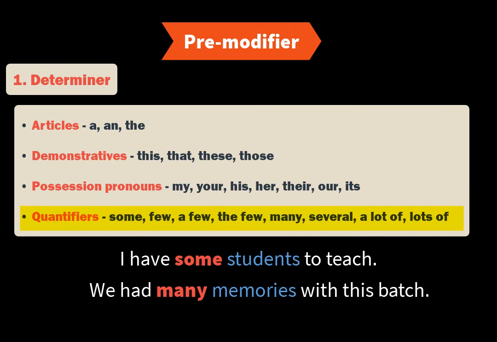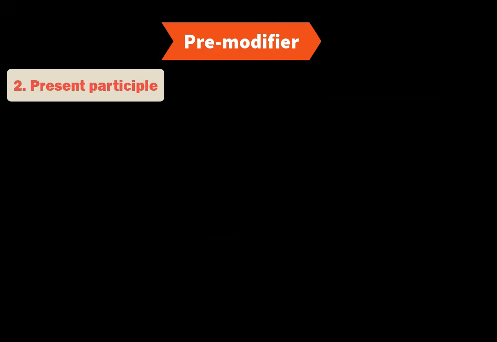All right. Memories, many memories, right? Referring to a number that is again unspecific. So quantifiers also are modifiers, are also adjectives that give information about a noun. All right. Now the second type of a pre-modifier is a present participle.